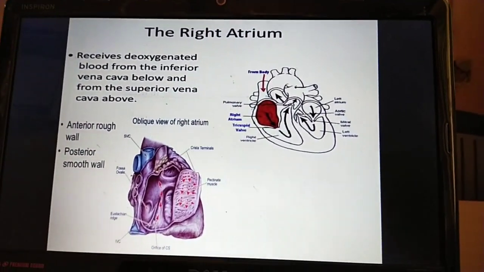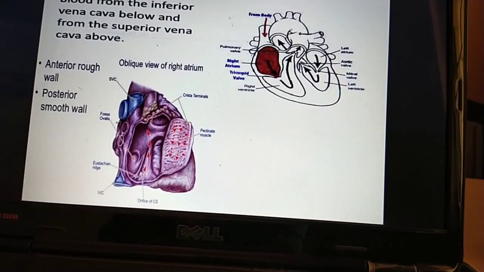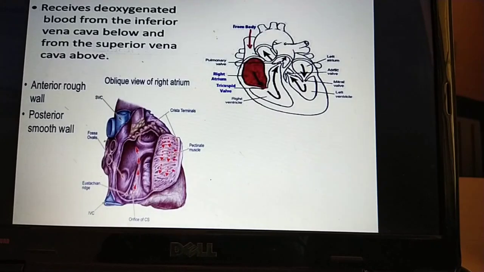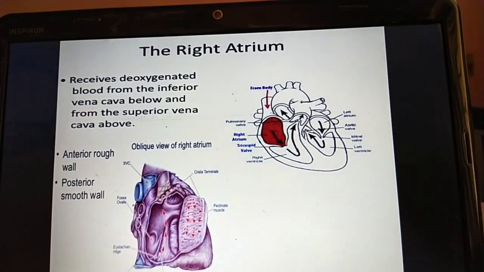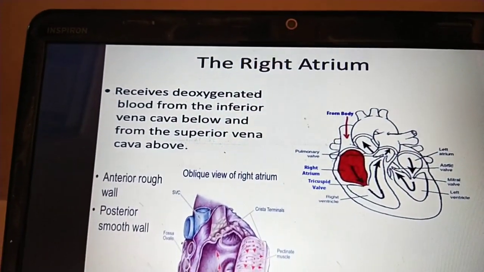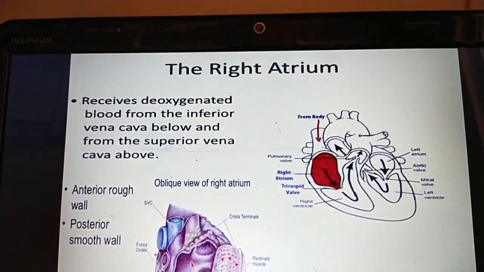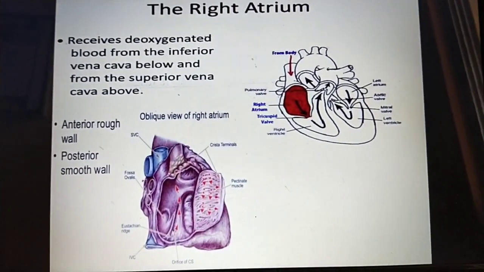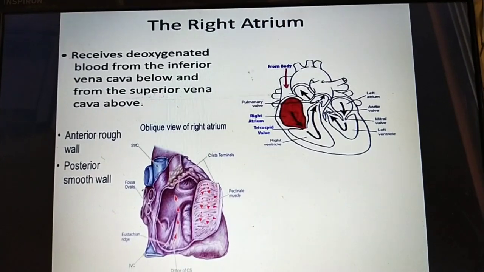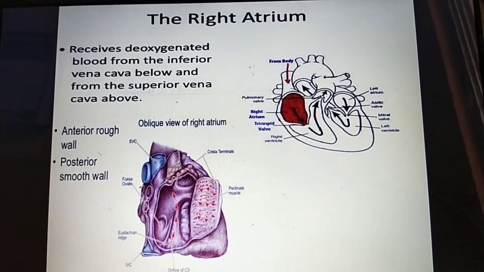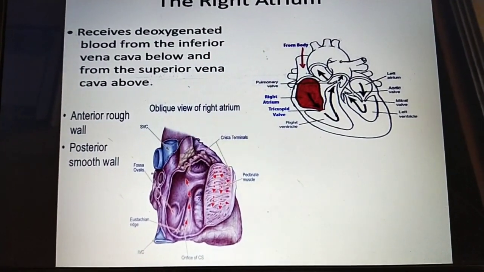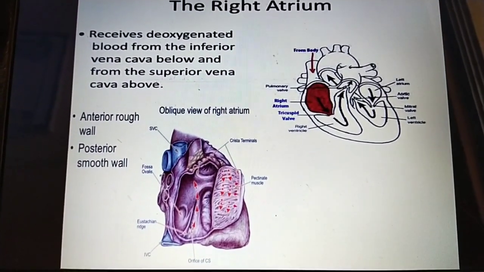Now we can go for the right atrium. The right atrium receives the deoxygenated blood from the inferior vena cava below and from the superior vena cava above. The right atrium has 2 surfaces, an anterior surface and a posterior surface. The anterior surface is rough and the posterior surface is smooth.